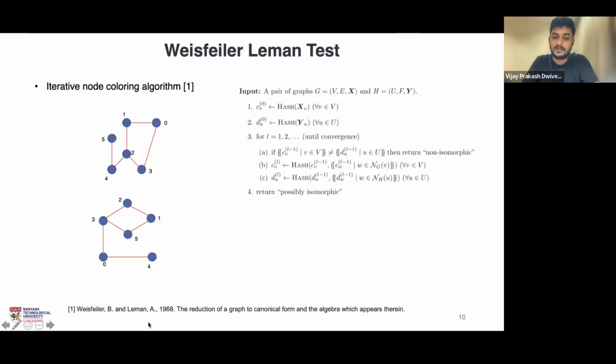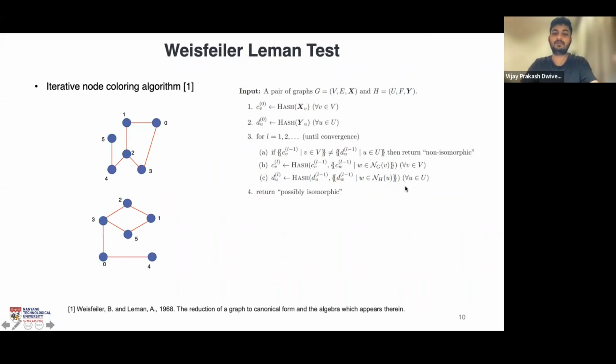It is an old algorithm that was proposed by Boris Weisfeiler and Lehman in 1968. It is basically an iterative node color refinement algorithm, which helps determine if two graphs are not isomorphic. It is a necessary condition: under a particular condition, it tells that two graphs are not isomorphic, but it cannot guarantee whether two graphs are isomorphic.